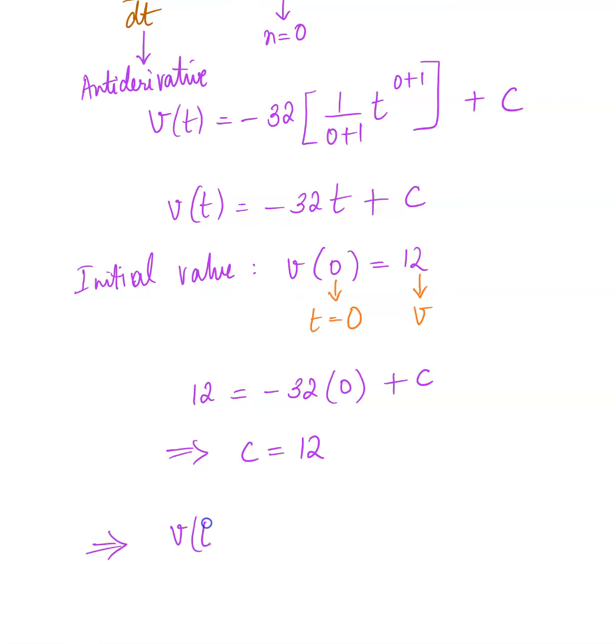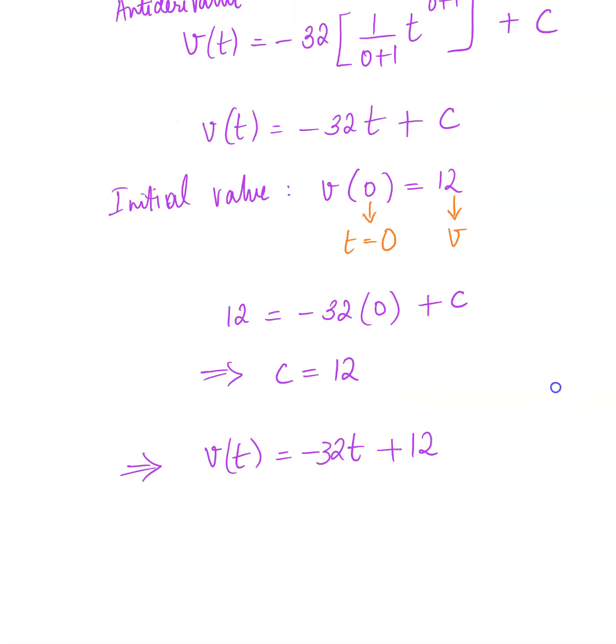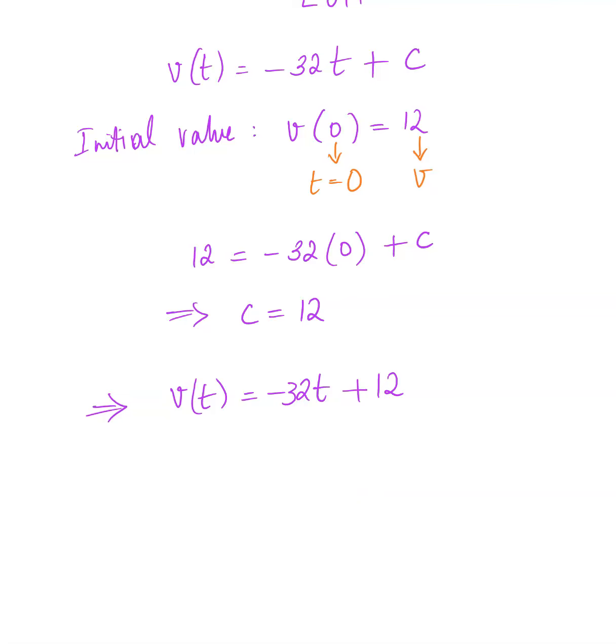And this in turn implies v of t is negative 32t plus 12. And this is nothing but what they basically asked us, which is how long does it take for the package to reach the ground. So we now have the velocity. We found the velocity. How long will be the time? So this will be the velocity of the package.